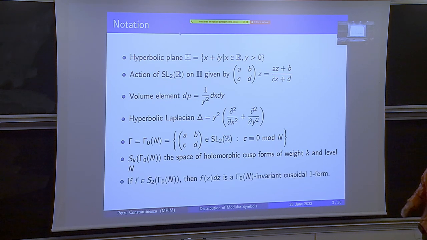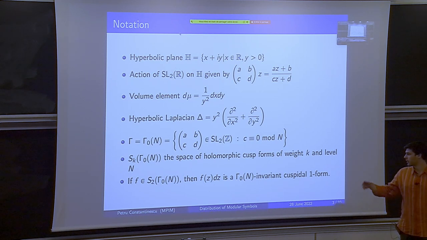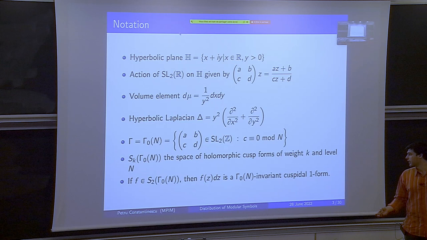Okay, and throughout this talk, you'll see it's important that if I take a cusp form of weight 2, then from a cusp form I can have this one-form, f(z) dz, which will be a Gamma-invariant cuspidal one-form. So weight 2 cusp forms give us one-forms.